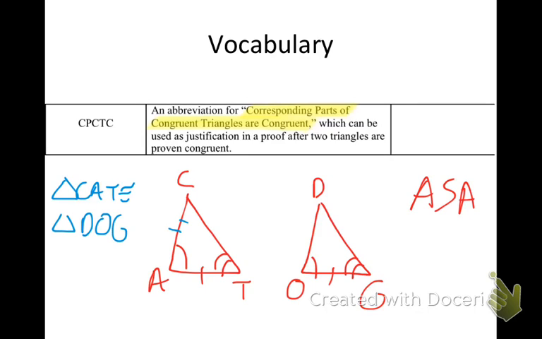What about CA and DO? Would those be congruent? And CT and DG, would those be congruent? Yeah, that's what CPCTC stands for. If the triangles are congruent, all of the individual parts of the triangles are also going to be congruent. Which makes sense. The triangles are congruent, so the angles and sides have to match up to be congruent as well. Okay? So that's what CPCTC stands for.